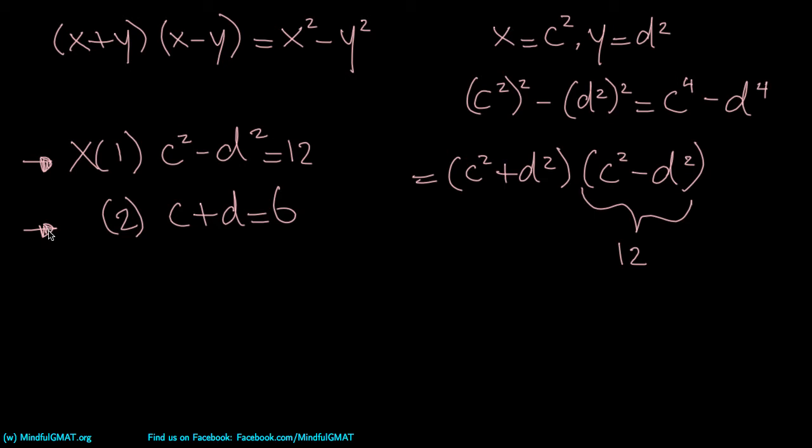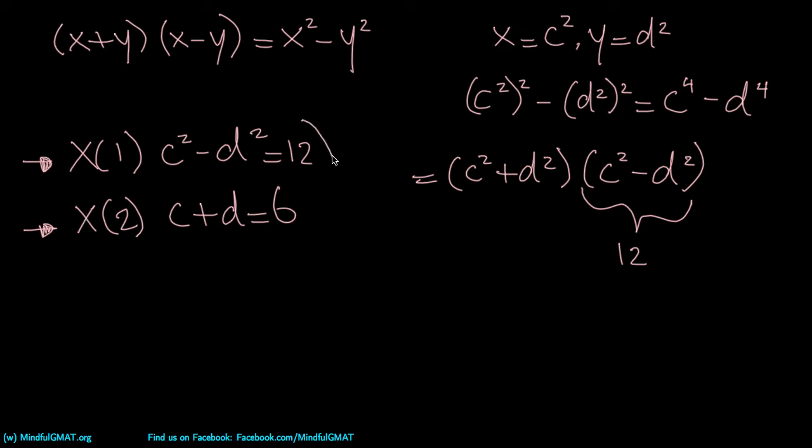Checking the second piece of information, we only know that c plus d is 6. And that doesn't tell us anything about c squared plus d squared or the separate values of c and d. So also your second piece of information is not sufficient to answer your question.